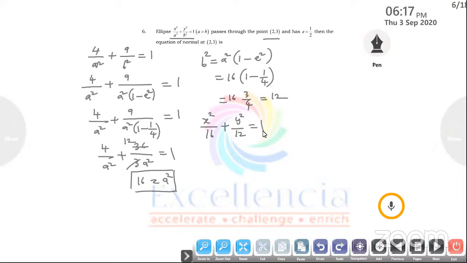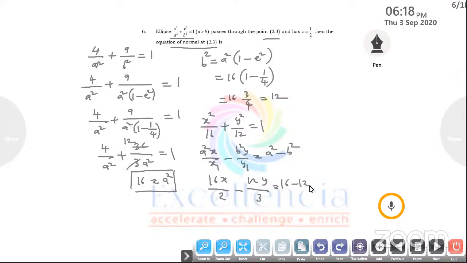Once we get the standard form of the ellipse, we know how to find the equation of the normal. The equation of the normal formula is nothing but a squared x by x1 minus b squared y by y1 equal to a squared minus b squared. So every value is known. Let us substitute. a squared is 16, x by x1, where x1 is 2, minus b squared, the b squared value is 12, y divided by y1, where y1 is 3, equal to a squared minus b squared, that is 16 minus 12.